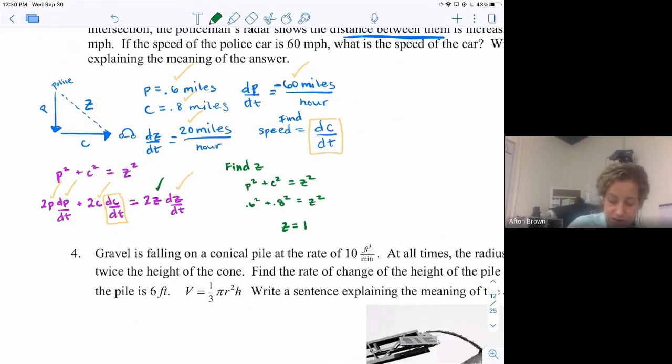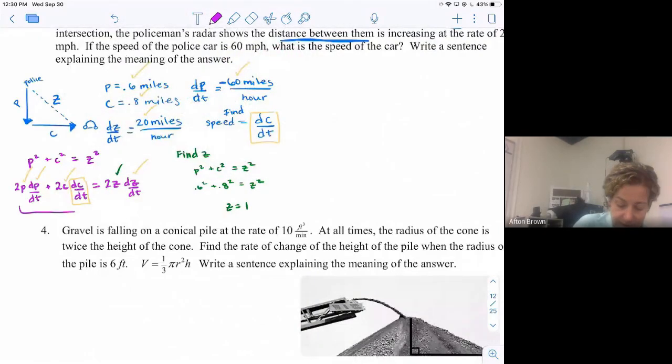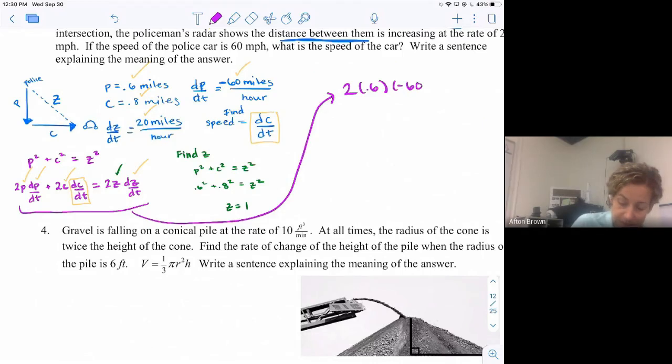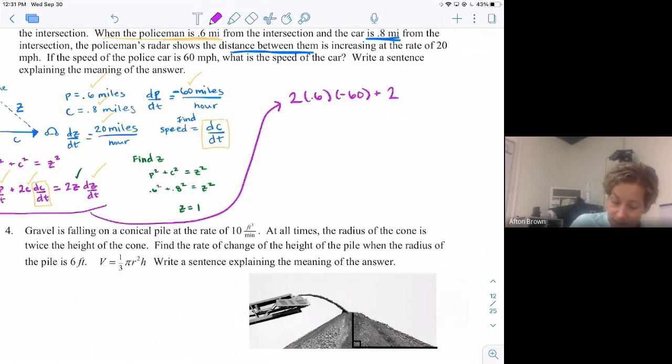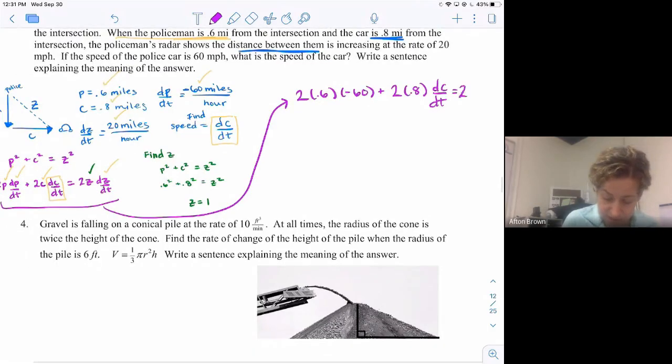So at this point, I know it's just a bunch of arithmetic and algebra. I'm going to write it up over here. So we have 2 in place of P. P is 0.6. dp dt, they told us, was negative 60. Then we have plus 2C. C was 0.8. And you guys please stop me if I do something silly. dc dt, that's the thing we don't know. So that's the one thing that we leave as the variable. It equals 2 times Z. So 2 times, let's see, Z we found to be 1. And dz dt, they said, was 20.